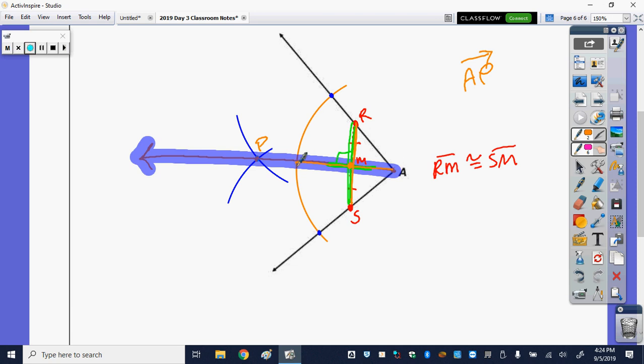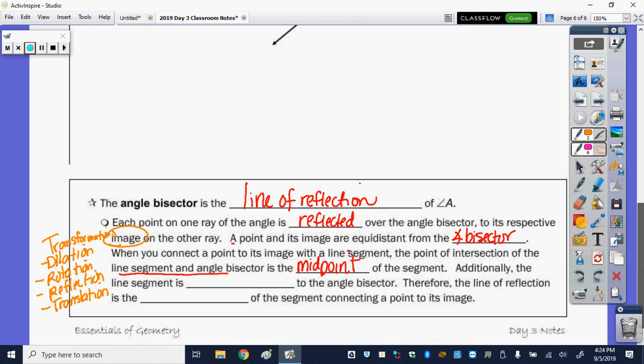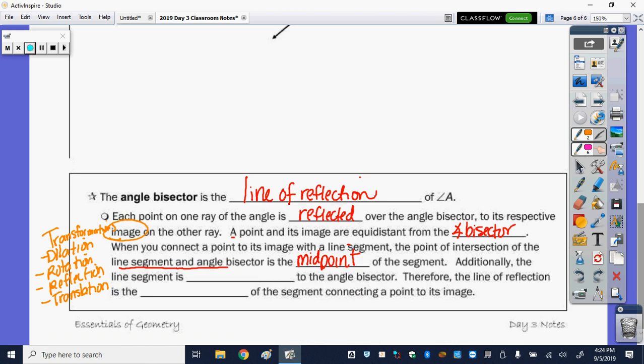And because this is a midpoint of the segment, the ray is the perpendicular bisector of this segment, which is your line of reflection. So additionally, the line segment is perpendicular to the ray, or the angle bisector. And the line of reflection, the ray, is the perpendicular bisector, using the symbol for perpendicular, of the segment connecting a point to its image.